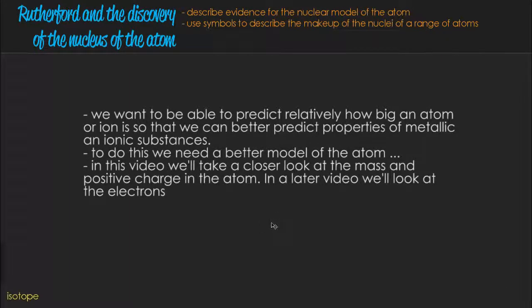Okay, so this video is going to outline the evidence that uncovered some pretty major problems with the Plum Pudding model of the atom and led to a nuclear model of the atom. We'll use this new model to account for the fact that the masses of the atoms we knew, when placed in order, did not rise in even steps, and we're going to use symbols and words like isotope to explain why some elements do not appear to have a whole number atomic mass.